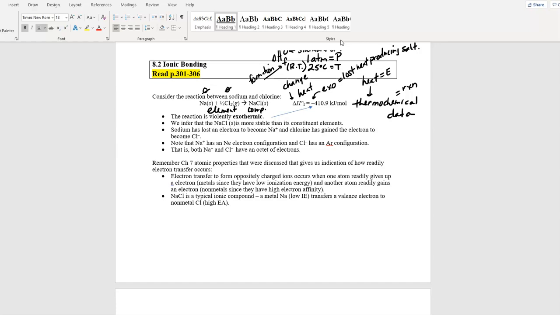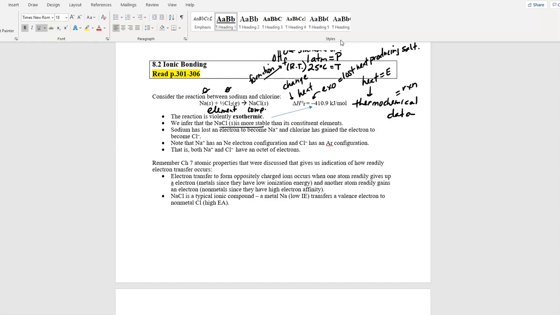This reaction is very violent and exothermic, as you saw in the video from chapter 7. We can infer that sodium chloride as a solid is more stable than its elements by themselves. Because you lost energy, it's much easier to lose energy than to gain energy. So because it lost energy, it's actually more stable than the actual elements by themselves.